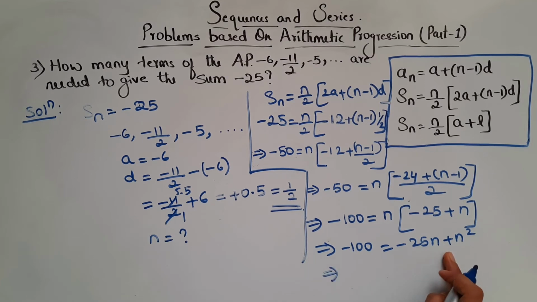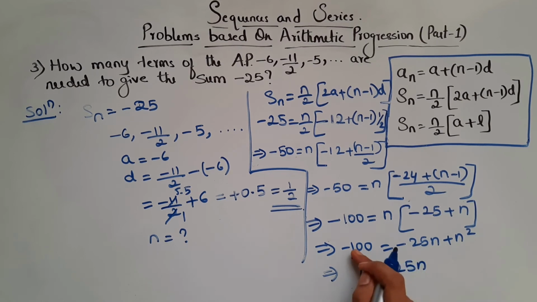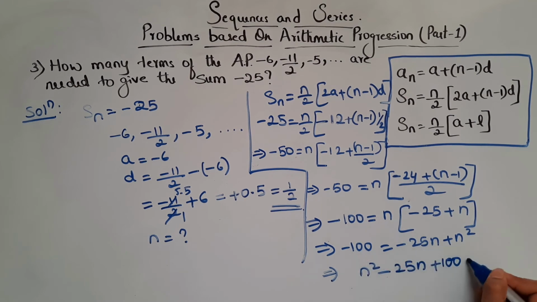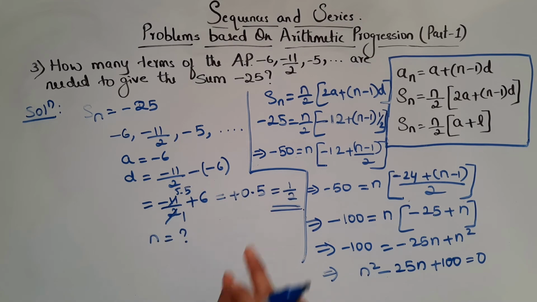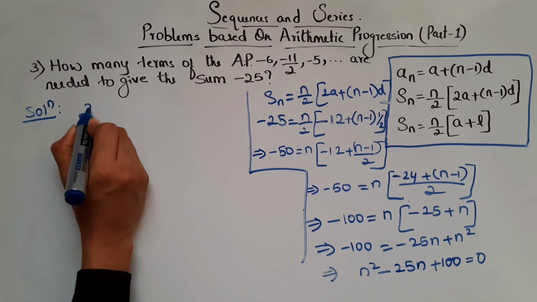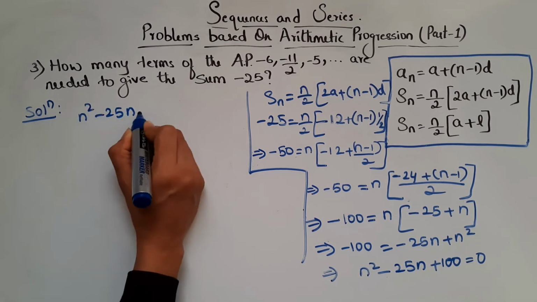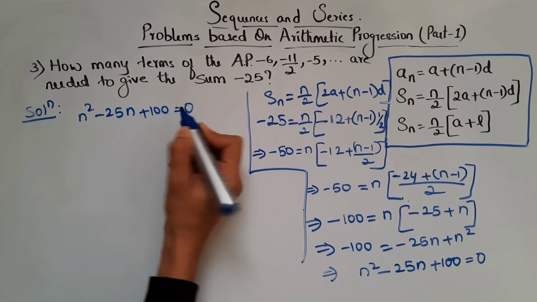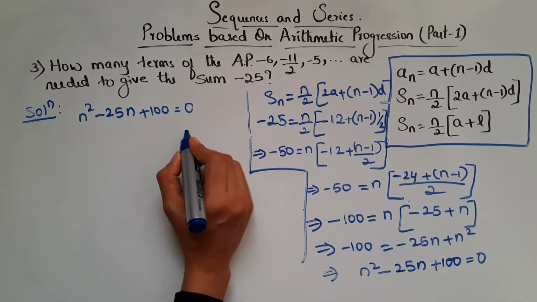Let's rearrange this equation. We want n square minus 25n. Let's take this to the other side, that will be plus 100, which is equal to 0. So we got a quadratic equation. Let me erase this part. Now we have the equation n square minus 25n plus 100 equal to 0. I hope you know how to solve this quadratic equation.